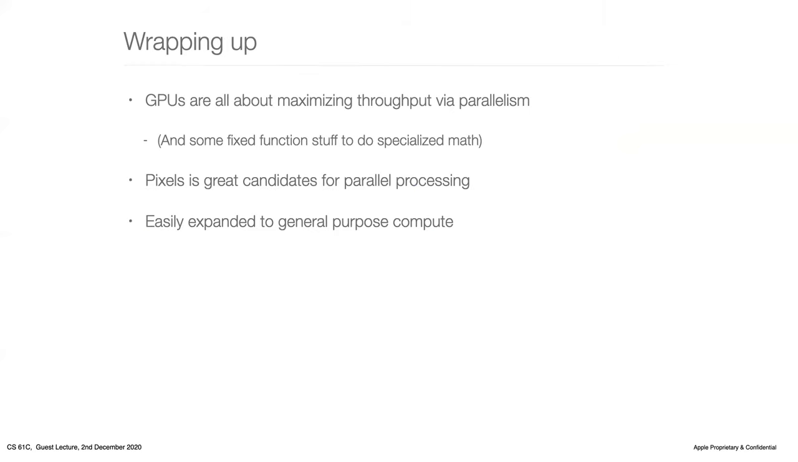All right, so let's wrap it up and leave some time for questions. If you get nothing else from this presentation, please take away these three points. Getting efficiency and performance out of a GPU is all about maximizing throughput via parallelism. You want to run parallel programs where you're doing SIMD operations, running the same instructions across multiple data. That's what GPU performance is about. There's some fixed function stuff on the side to do specialized math, like texturing, but really what we optimize around is maximizing performance through parallelism.